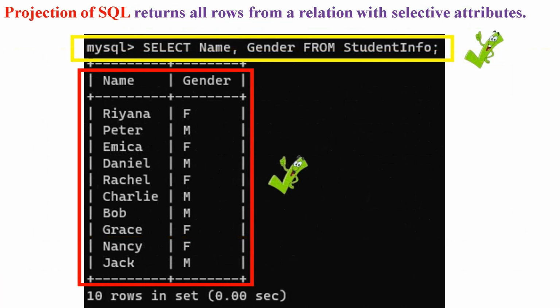Projection of SQL returns all rows from a relation with selective attributes or columns. Let's see an example. Now, look at the yellow box. In the MySQL prompt, we type the statement, select name, gender from student info semicolon. And when pressed enter key, what can you see here? Yes, look at the red box. This select command displays only name and gender attributes from the student info table containing 10 rows or records.